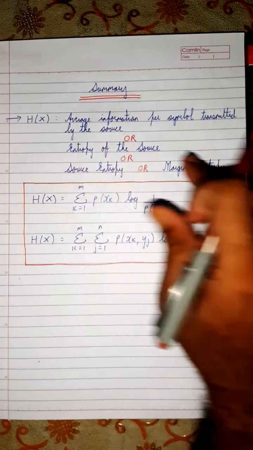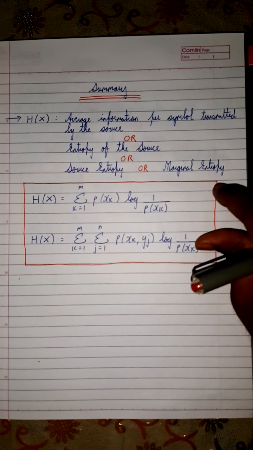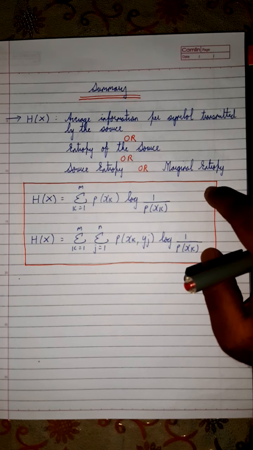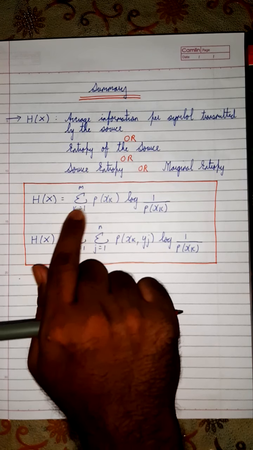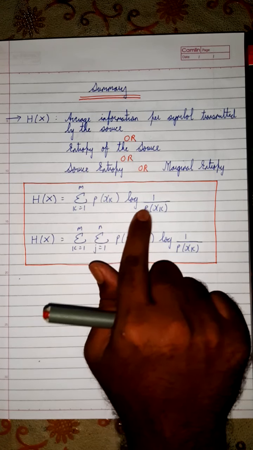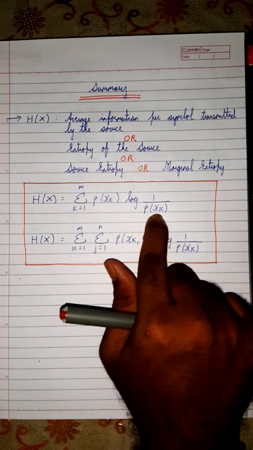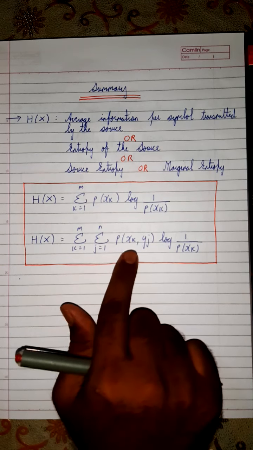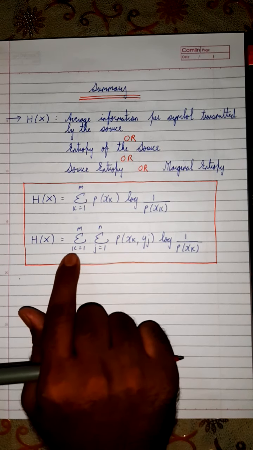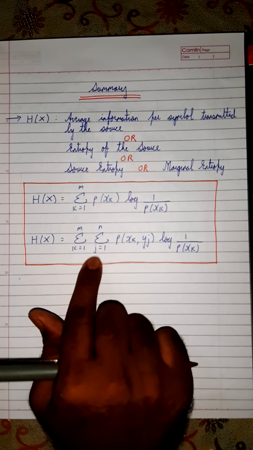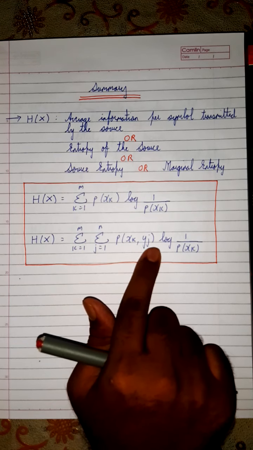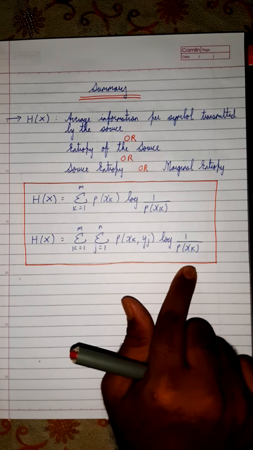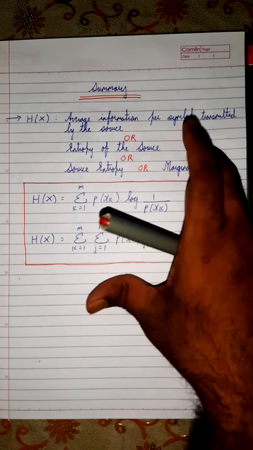H of x is the marginal entropy, and there are two equations that define H of x. The first equation is sigma k is equal to 1 to m, p of xk log of 1 by p of xk. And the other equation is using the joint probability matrix, that is sigma k is equal to 1 to m, sigma j is equal to 1 to n, p of xk yj log of 1 by p of xk. This is the first entropy you have studied in this derivation.